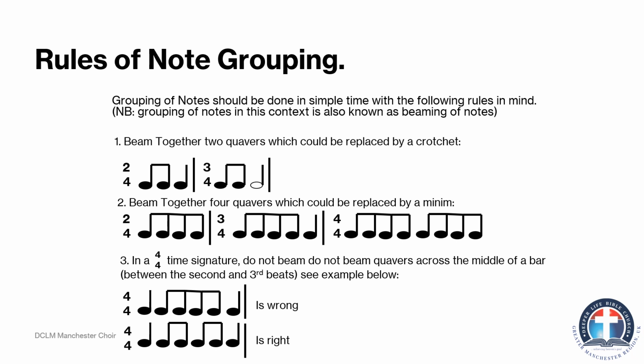Same thing with the 3/4. You can beam 4 together, so you have 4 quavers representing 1 minim, and then you have 1 crotchet. 3/4 says 3 crotchet beats in a bar. If you count the number of quavers, it is 4. 4 quavers will give you 2 crotchets. So 2 crotchets plus 1 crotchet that is standing alone will then give us 3 crotchets. Like I said, 3/4 is 3 crotchet beats in a bar.